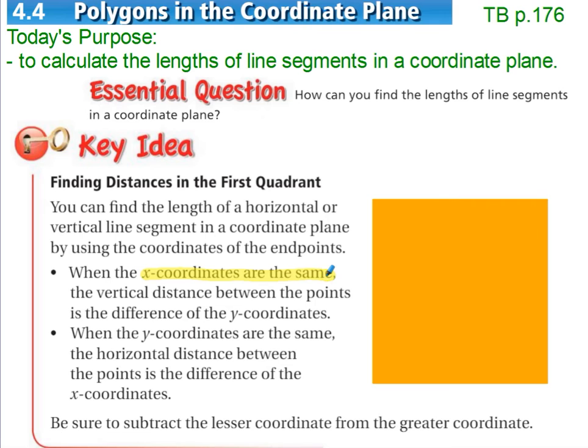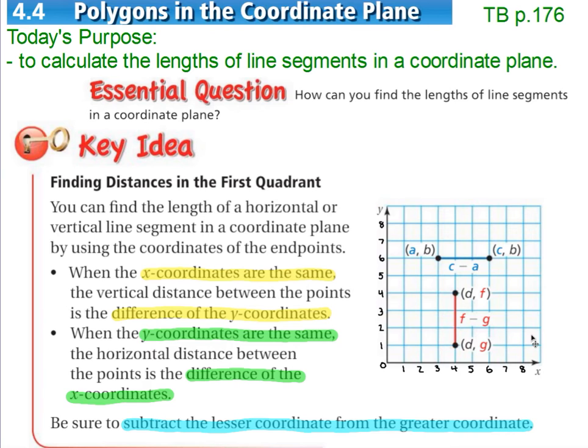the vertical distance between the points is going to be the difference in the y-coordinates. The same is also true if the y-coordinates are the same. If the y is the same, then we want to find the difference between the x-coordinates to find the length of the line segment. Now, one thing that is always important to remember is you need to subtract the lesser coordinate from the greater coordinate. Remember, start with the bigger number, subtract the smaller number.